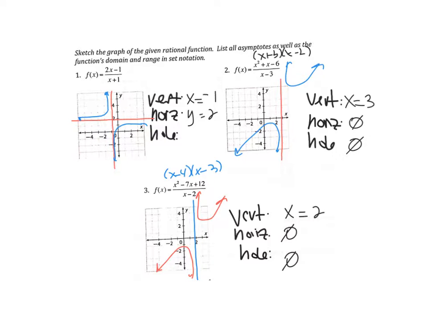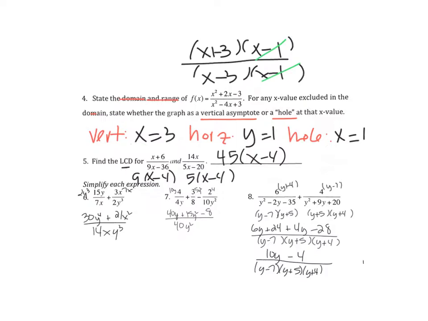Number 3, same deal. What makes the bottom 0? 2. Don't forget x equals 2. The top is bigger, so there's no horizontal. Also no hole because nothing cancels. That should not be that big a deal for you guys.